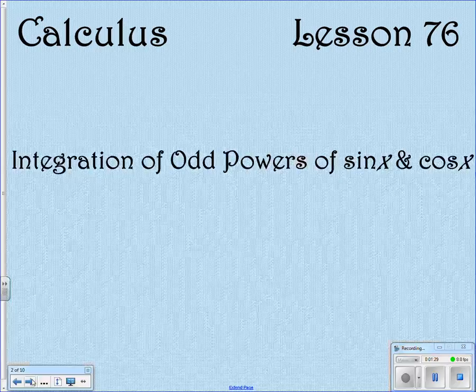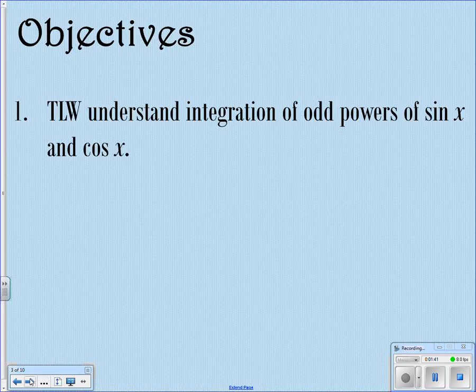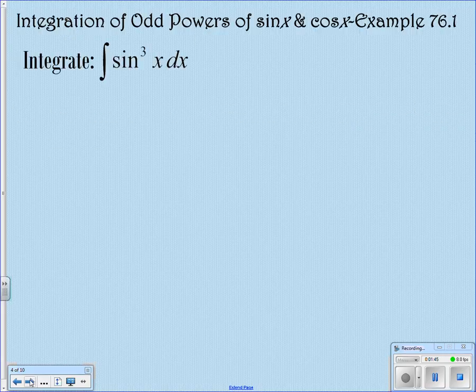So we're looking at lesson 76 today. We're dealing with integration of odd powers of sine and cosine. So we're going to be integrating these today. Hopefully you'll understand it after this lesson. So we want to integrate sine cubed of x dx.